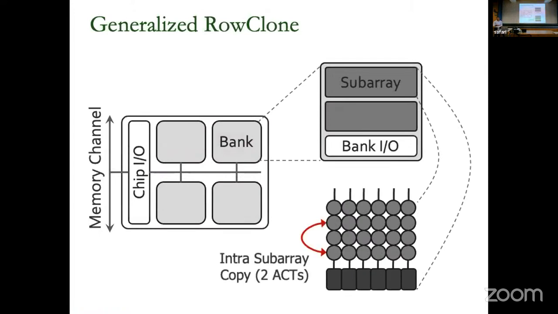So for intra-subarray, the source and the destination row must be placed inside the same subarray. Initially, when you are allocating data in an application, the operating system is going to make some decisions about where data is placed. That decision must guarantee that the source and the destination are in the same subarray. This is where RowClone gives its best performance. It's the mechanism that I showed in a lot of animations.